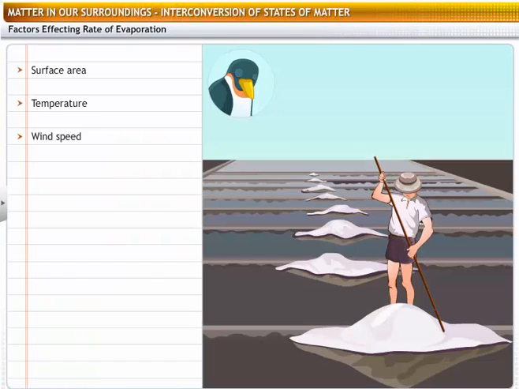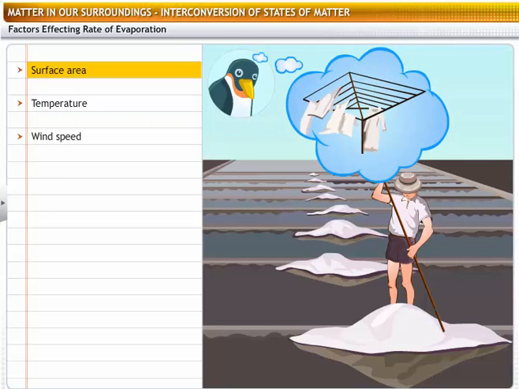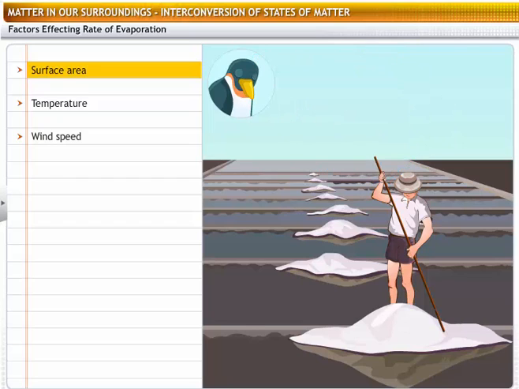Shallow quarries or bunds are built near the sea. The shallow bunds provide a relatively large surface area for water to evaporate quickly, much like the clothes that you spread out on a clothesline so they dry faster. Water from these bunds evaporates, leaving salt behind. Then the salt is collected and refined before use. So, the rate of evaporation depends on the surface area. What else does the rate of evaporation depend on?